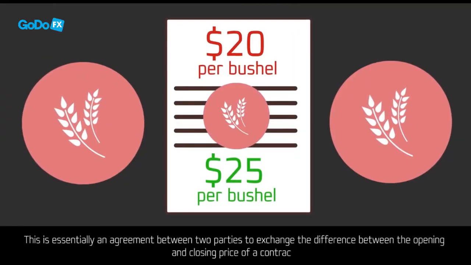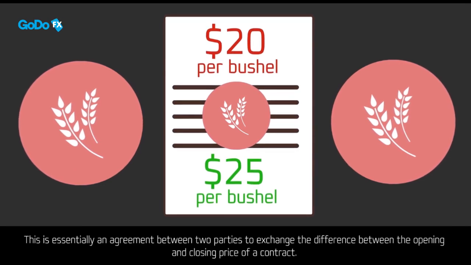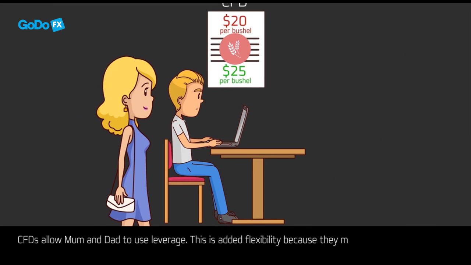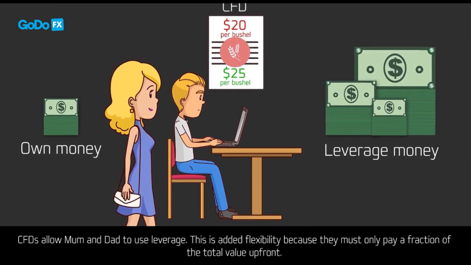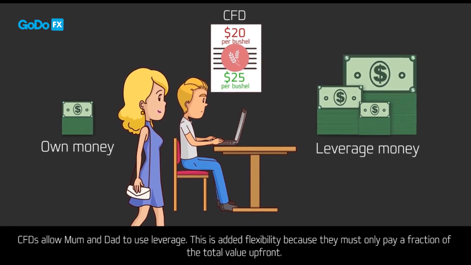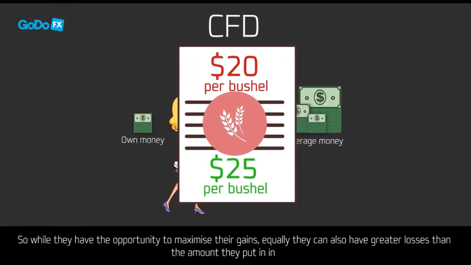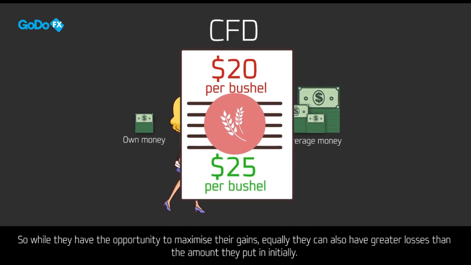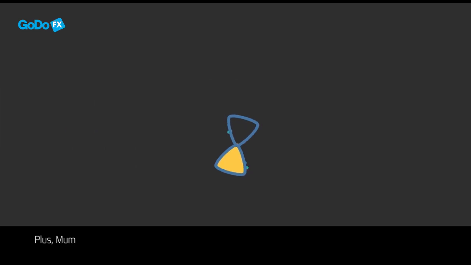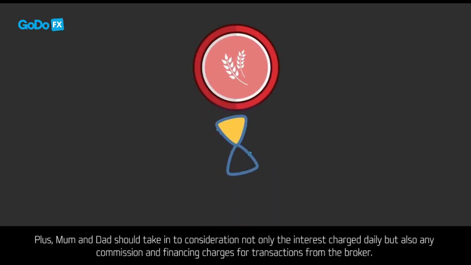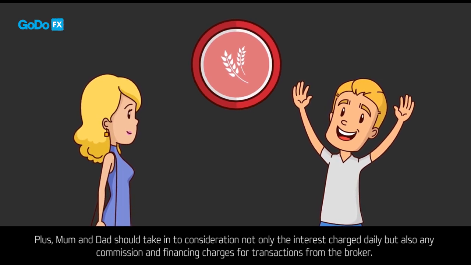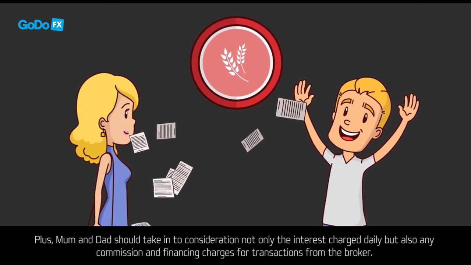This is essentially an agreement between two parties to exchange the differences between the opening and closing price of a contract. CFDs allow Mum and Dad to use leverage. This is added flexibility because they must only pay a fraction of the total value up front. So while they have the opportunity to maximize their gains, equally, they can also have greater losses than the amount they put in initially. Plus, Mum and Dad should take into consideration not only the interest charged daily, but also any commission and financing charges for transactions from the broker.